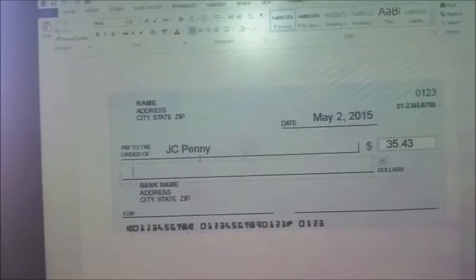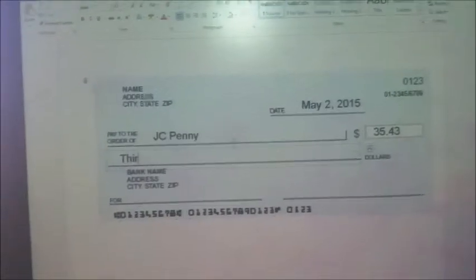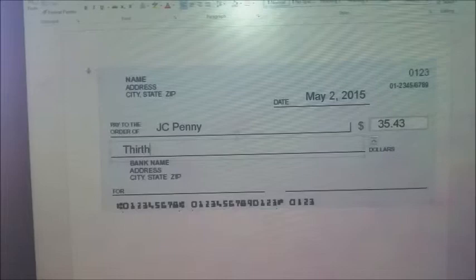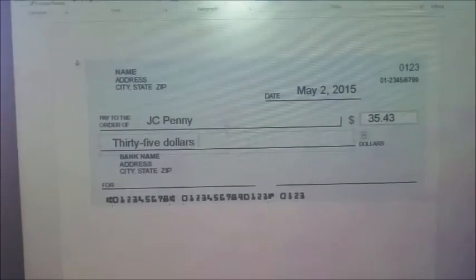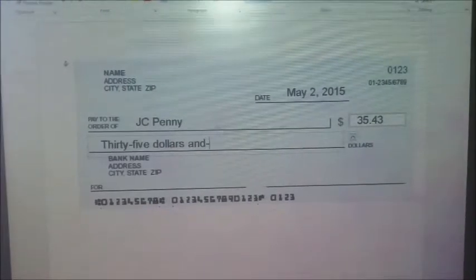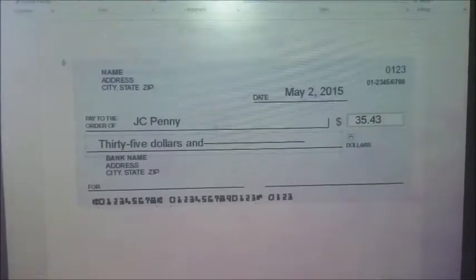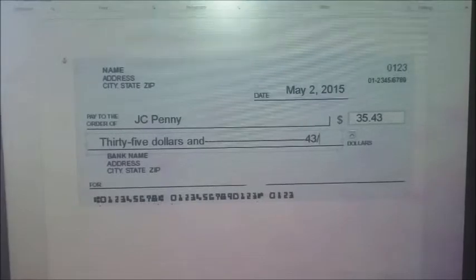So next we're going to write our word form, which is $35. And then we'll draw a line to use up the whole line and put 43 over 100.